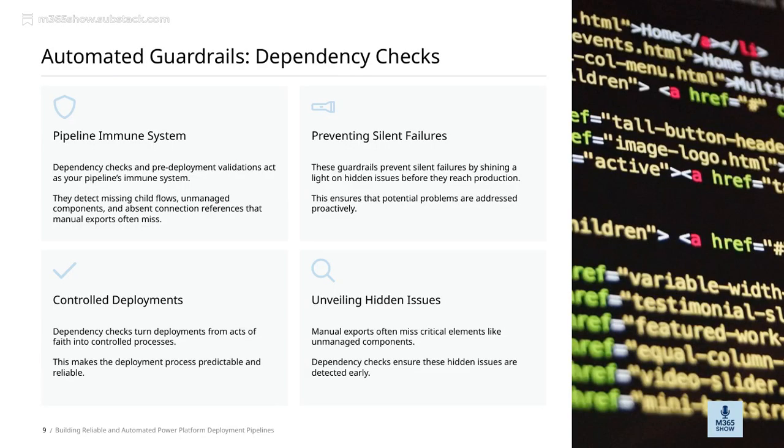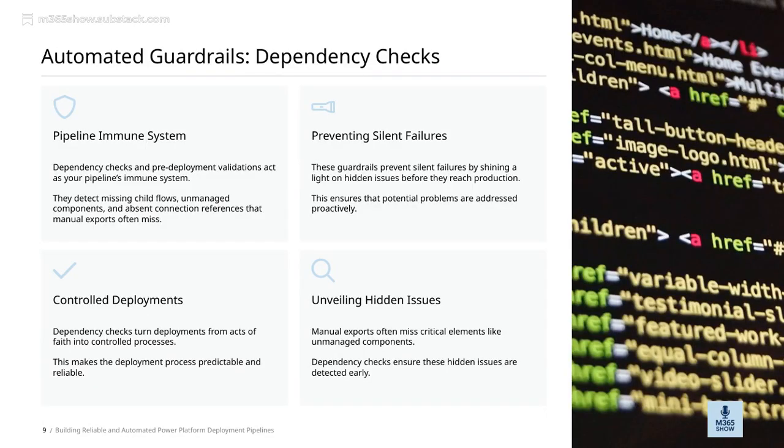Let's talk about automated guardrails, specifically dependency checks, and how they help us build reliable and automated Power Platform deployment pipelines. Manual exports, as many of you might have experienced, often miss critical elements like unmanaged components or hidden dependencies. This can lead to issues that only surface later, causing delays and unexpected failures. Dependency checks are designed to catch these hidden issues early in the process, turning what used to be a bit of a leap of faith into a more controlled, predictable process.